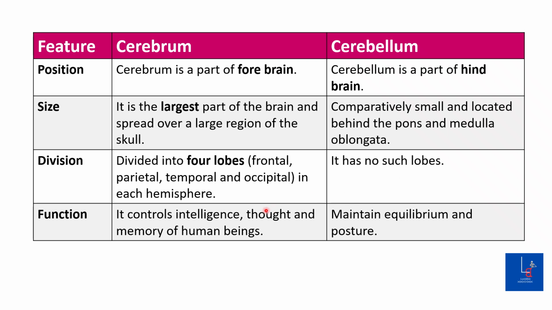So what is the function? This is crucial. What kind of function does each part of this brain play? It controls intelligence, thought, and memory of human beings, while cerebellum maintains equilibrium and posture. So these are some of the differences.